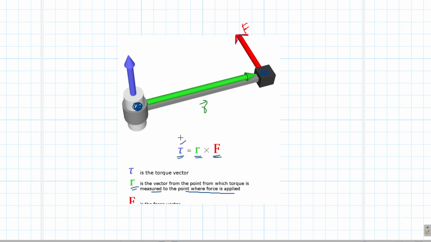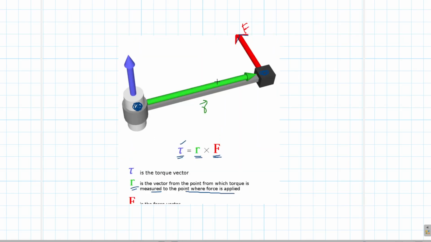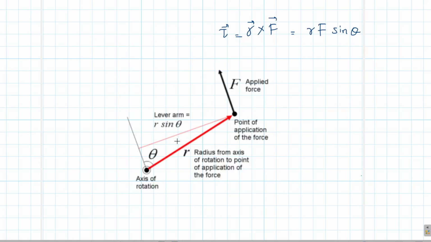So remember that torque is also a vector, so it has a direction. Now as we know, what is R cross F? Its magnitude is given by R F sine theta. And what will be theta? Theta is the angle between the vector R and vector F. So in this figure, the angle between vector R and vector F is this 90 degrees. Similarly, whatever be the angle between R and F, that is measured as theta.